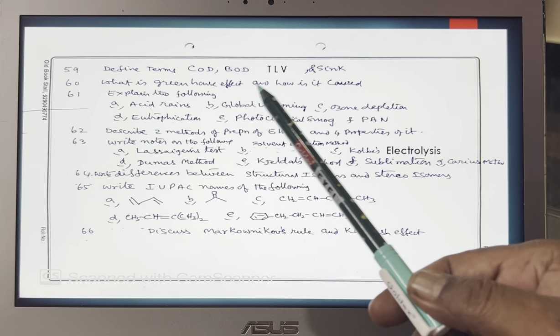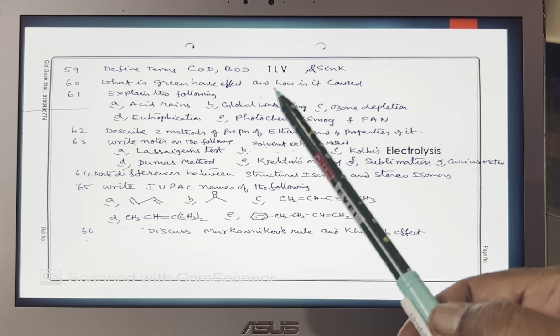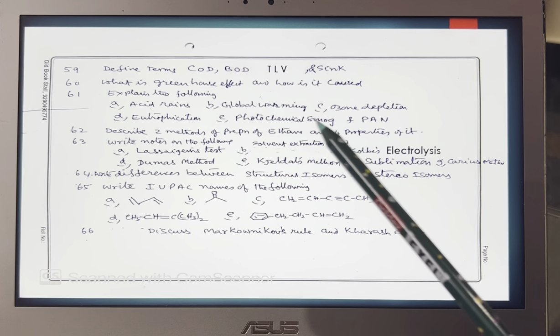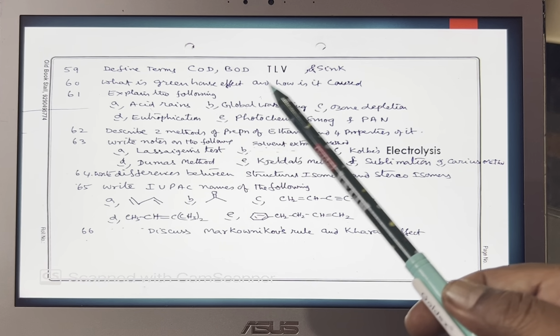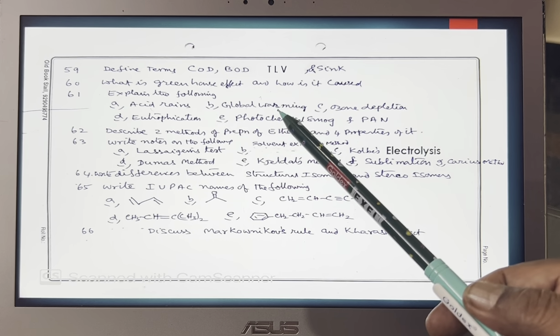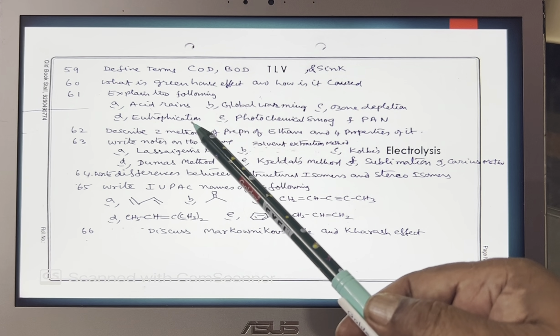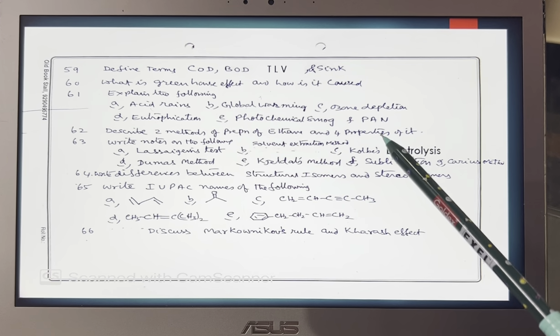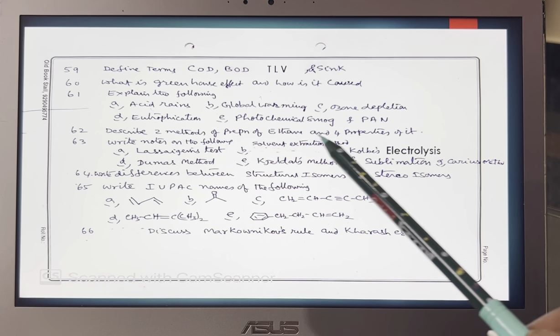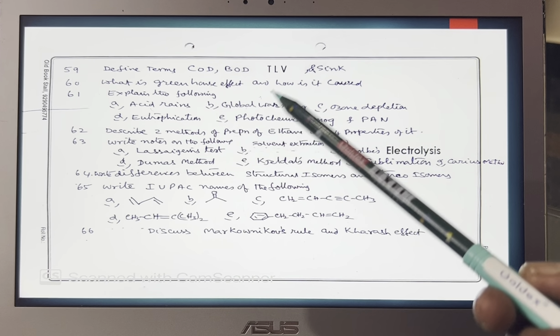What is the greenhouse effect? How is it caused? Why does the greenhouse effect happen? So, you have to write. Explain the following: acid rains, global warming, ozone depletion, eutrophication, photochemical smog, PAN. So, write short ones, 2 may be given out of the 6, as a 4 marks question.